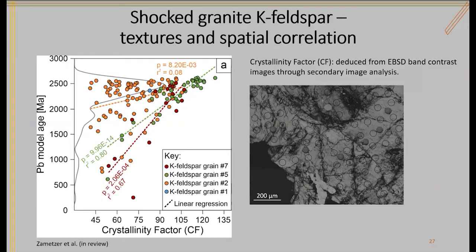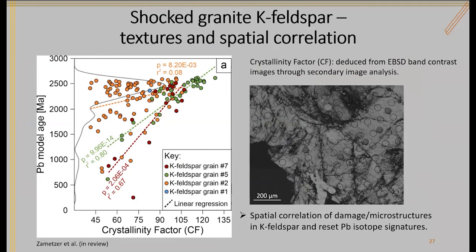And then I plotted lead model age versus crystallinity factor. As you can see here, there is a clear correlation. It's even statistically robust for 2 out of 3 grains. The R-squared value is a bit low for the third grain, but it's generally statistically robust. The higher the crystallinity factor, the older the lead model ages, and the lower the crystallinity factor, the younger the lead model ages. So there is a spatial correlation of damage microstructures in K-feldspar and reset lead isotope signatures.